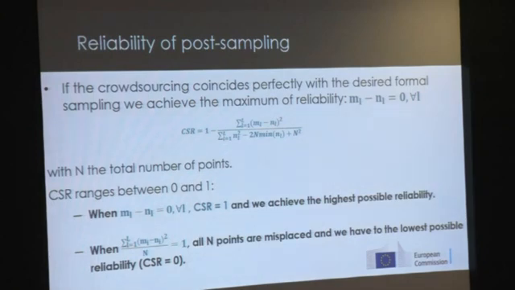We also created an indicator for the reliability of this post-sampling, an indicator that moves from 0 to 1. If the number of actual collected observations in all locations is the same as the number of observations defined by a formal sample, then the indicator is 1 and we have the highest reliability possible. If the indicator is 0, it would mean that all points are misplaced according to a formal sample design.